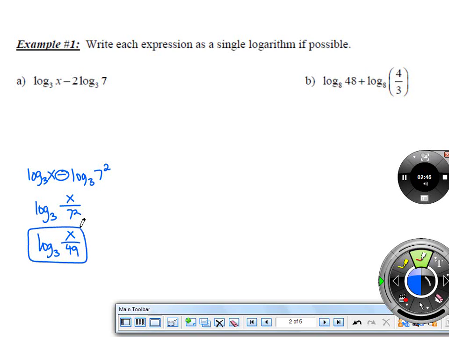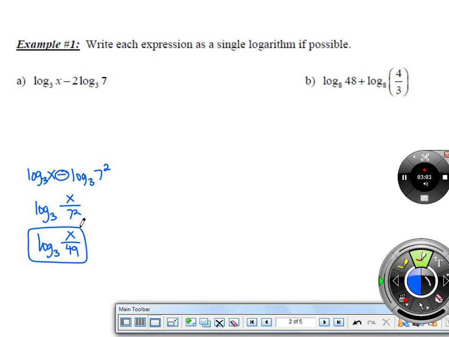So again, you might just see this as kind of a silly exercise, taking things apart and putting them together. But when we're solving equations or using logs for different applications, sometimes it's useful for us to write them in a different way, and without this skill, we wouldn't be able to.